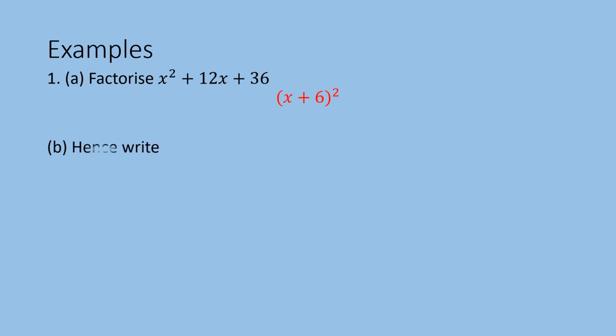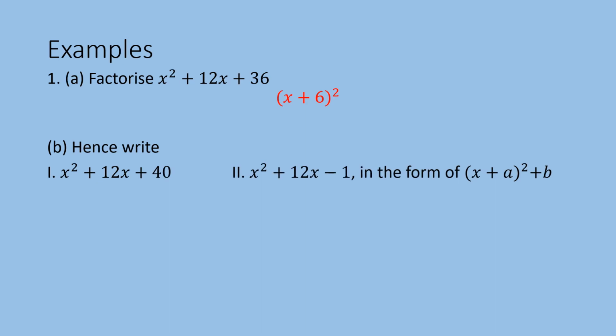As a second question, part B, hence write x squared plus 12x plus 40, x squared plus 12x minus 1 in the form (x plus a) squared plus b. Now they are asking to use the part A answer to write the part B answers. So we'll see. First one, x squared plus 12x plus 40. How to make 40? Yes, we can make 40 by 36 plus 4. So simply we can write it as (x plus 6) squared plus 4.